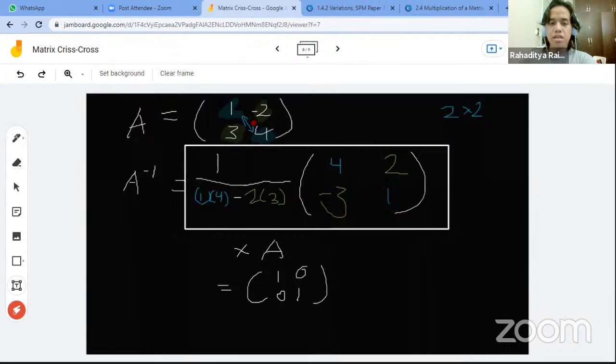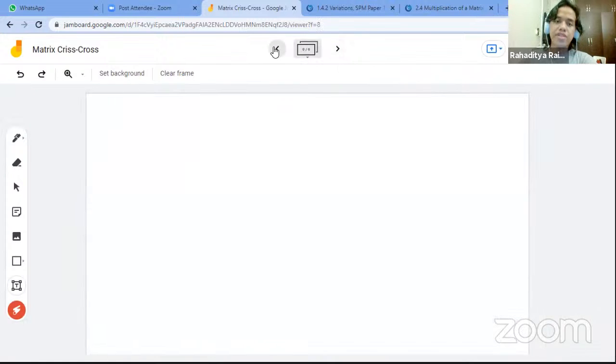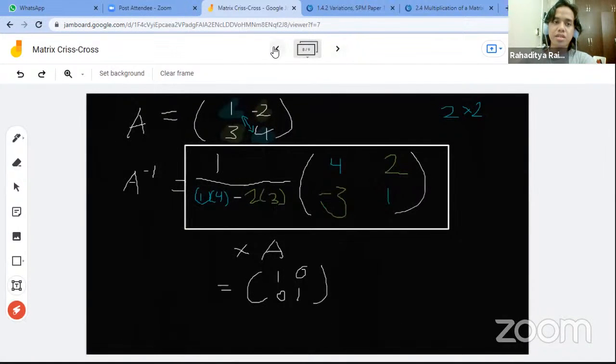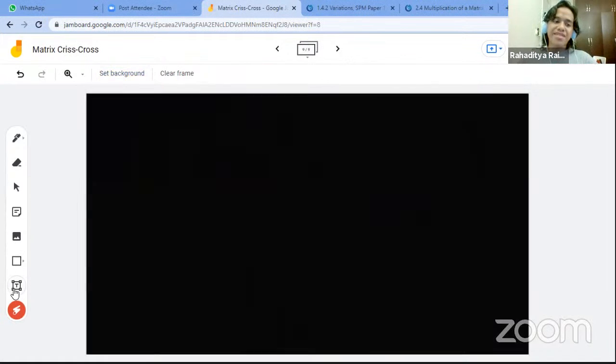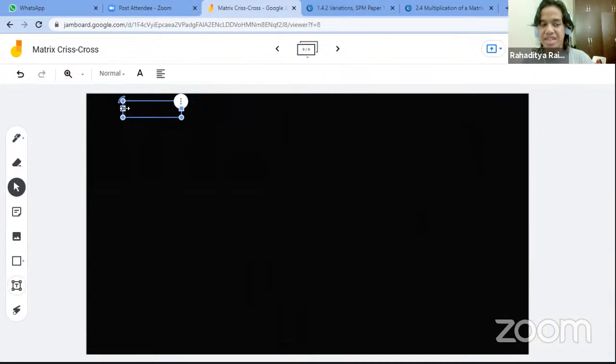Okay. Any questions so far regarding inverse matrix? Nope. All right. Now, let's start with a trick question. They will sometimes ask this kind of question. Very rarely, but not never, because it has happened before.